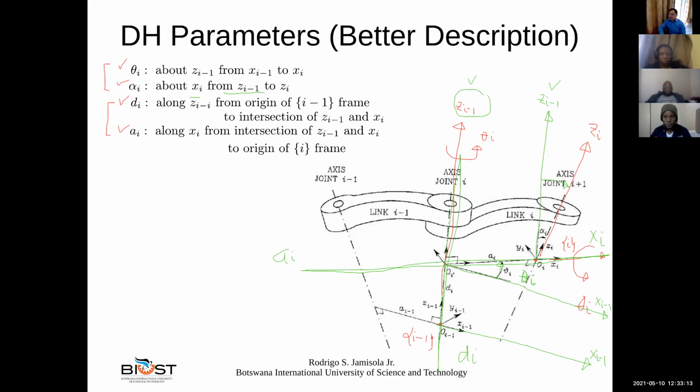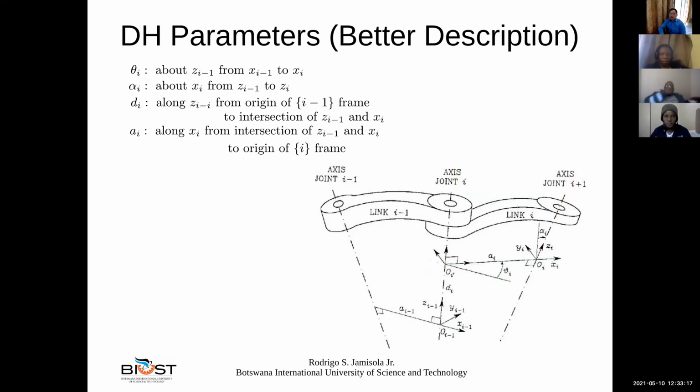Let's do the distances. Let's just clear all drawings. Okay, so now let's do the distances. Let's just draw zi again.